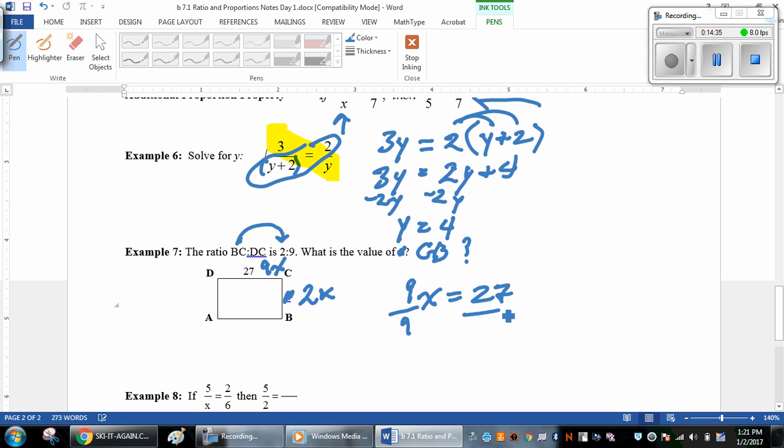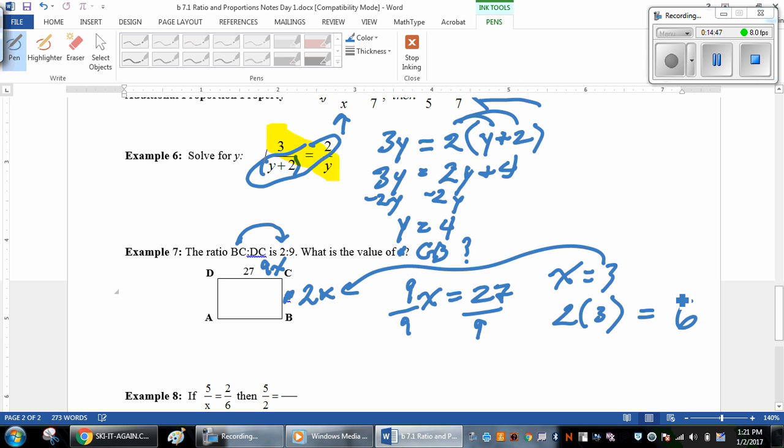Divide by 9, divide by 9. I get x equals 3. Not bad. Now remember, I wanted to find CB, so I'm going to plug it right in here. And 2 times 3 equals 6. There's our answer. Not bad. All right, we're almost done.